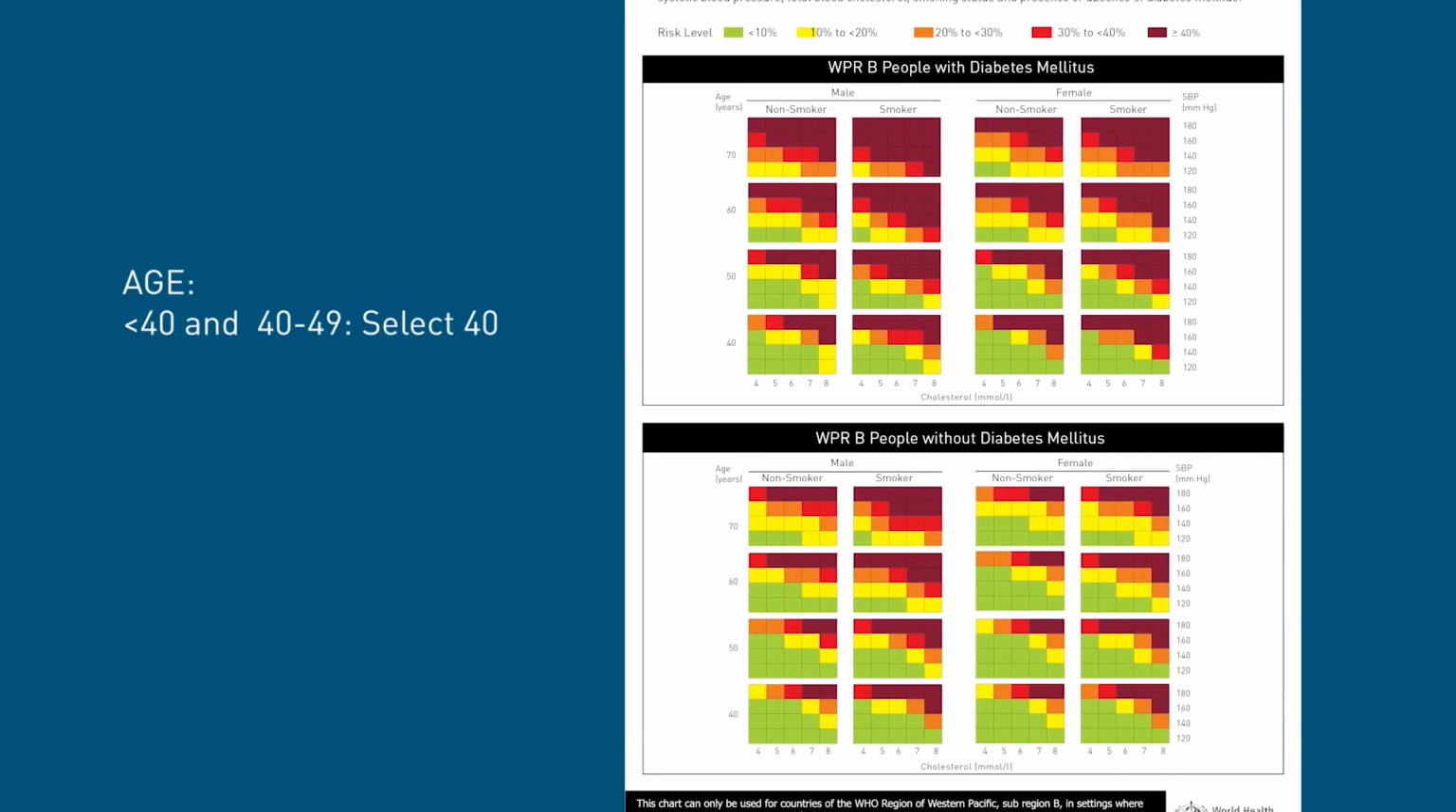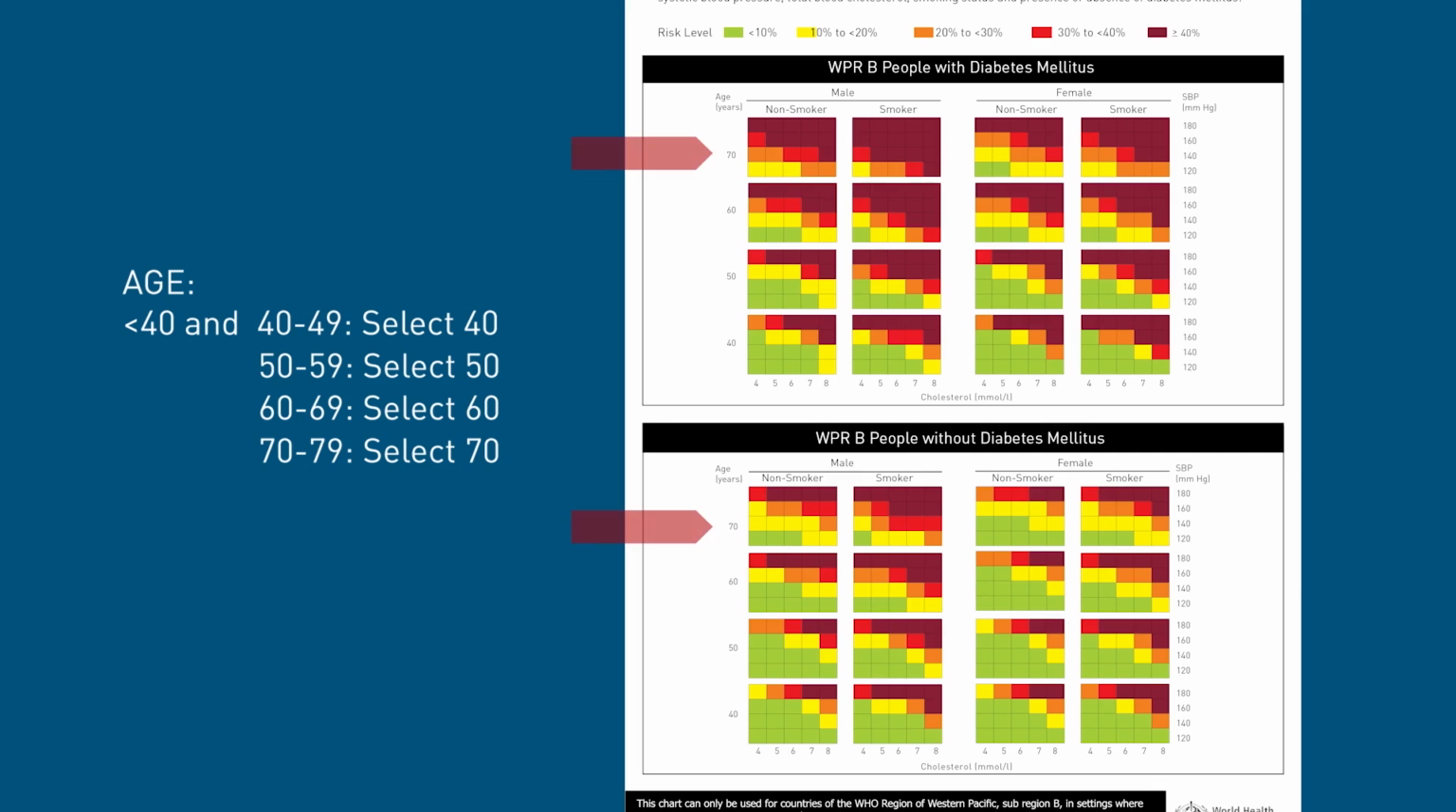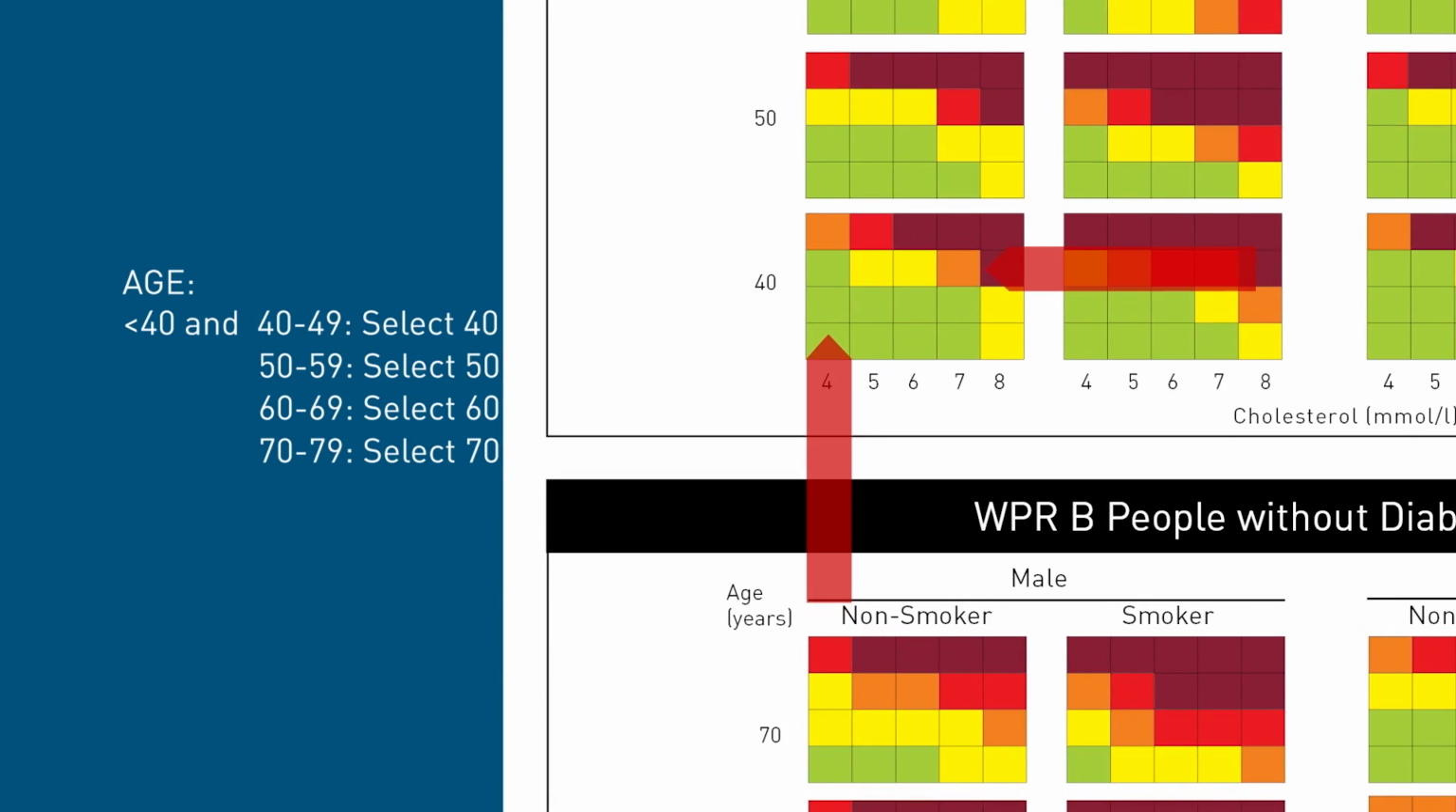If the age is 40 to 49 years or below 40, then select 40. If age is between 50 and 59 years, select 50. If age is between 60 and 69 years, select 60. For 70 to 79, choose 70. Within this box, find the nearest cell where the individual systolic blood pressure and total blood cholesterol levels cross. The color of the cell determines the 10-year cardiovascular risk.